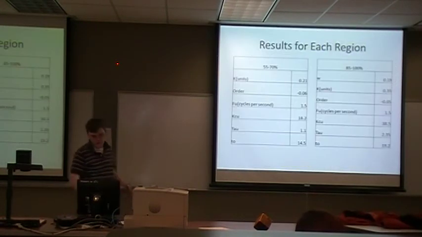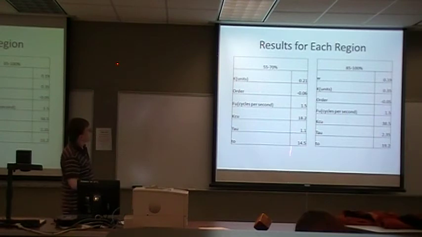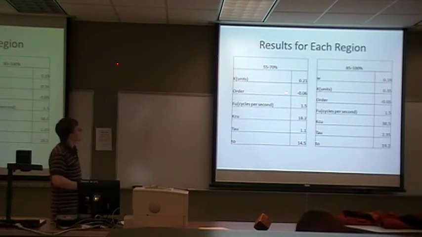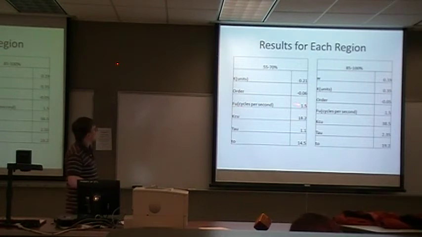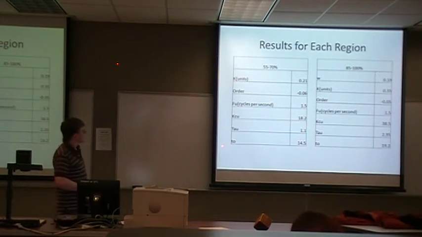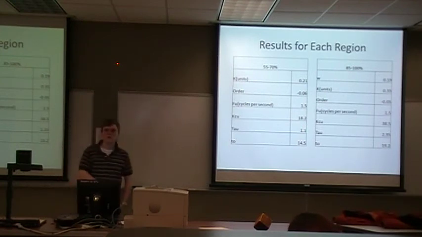And here's our list of results for each region. Daniel's region: we got K to be 0.21. Our order was negative 0.06, probably a first order. FU was 1.5 cycles per second. KCU was 18.2. Tau was 1.1 seconds. T naught was 14.5 seconds.